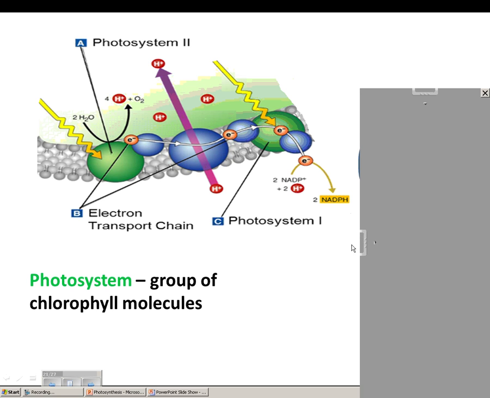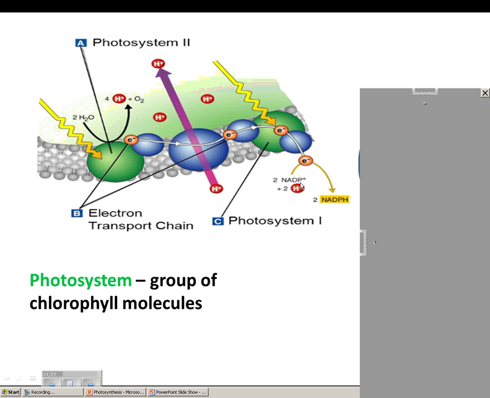Now the electrons end up at photosystem 1. We have more energy being absorbed by the chlorophyll, so that energy gets transferred to those electrons, and those electrons are picked up by NADP+, another energy compound, to form NADPH. So NADPH would be our stored form of energy, and NADP+ is our not stored form. It's ready. It's a carrier.